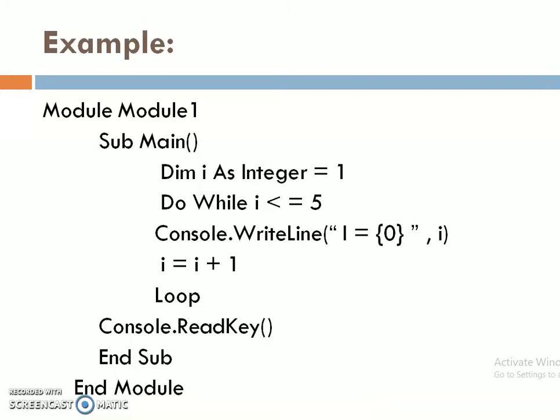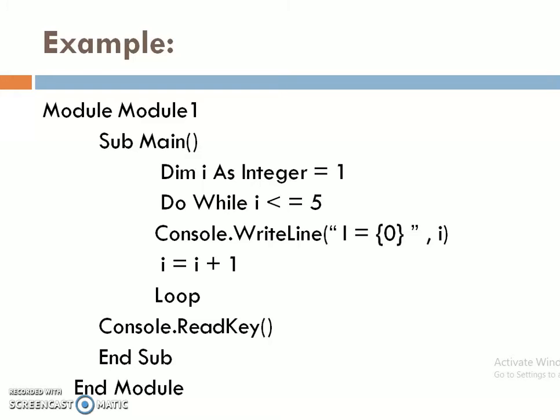This is the example of the do while loop. Here we print 1 to 5 numbers using the do while loop. Now we first declare variable I. Its data type is integer and I value is 1. Now we apply the do while loop, do while, then give the condition I less than or equal to 5.